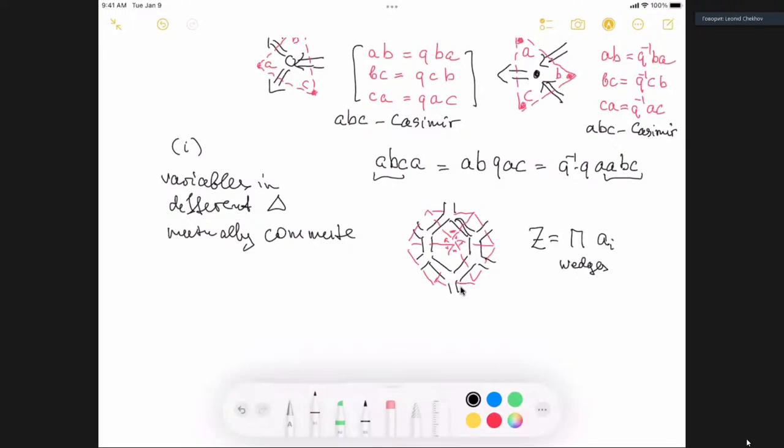And here we don't even need any ordering, because they come from different triangles, all these A's mutually commute, so that is automatic. And I also assume that all A, B, C are self-adjoint.